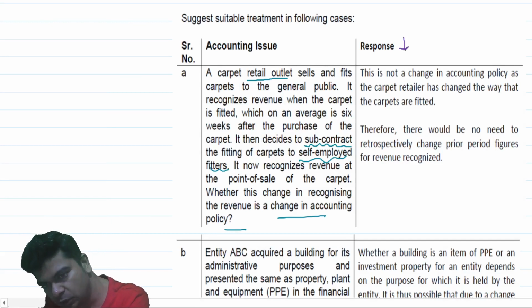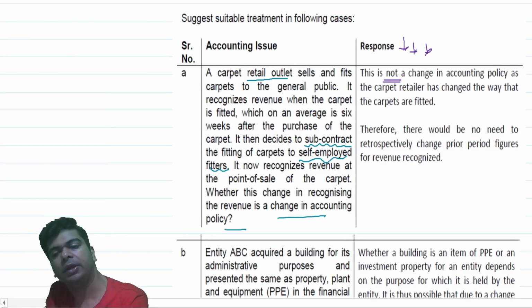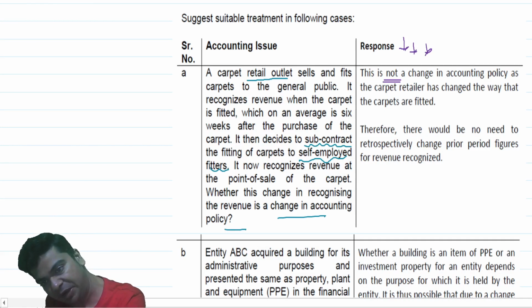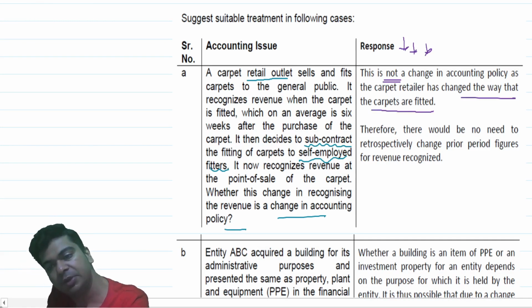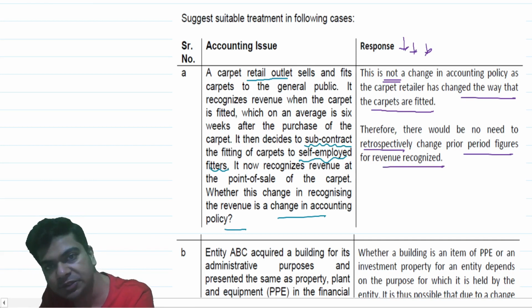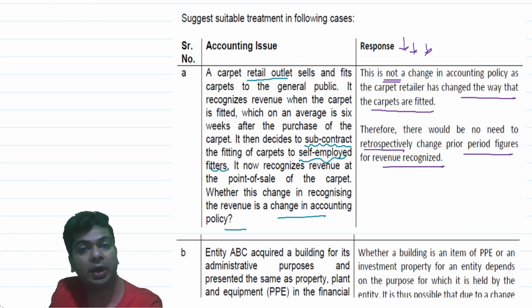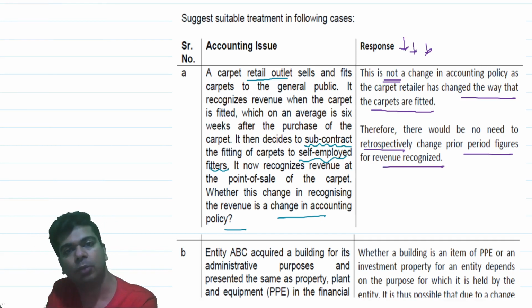If you check the response, this is not a change in accounting policy as the carpet retailer has changed the way the carpets are fitted. Therefore, there would be no need to retrospectively change prior period figures for revenue recognized. Retrospective effect is not required. This is simply selection or adoption of a new accounting policy.